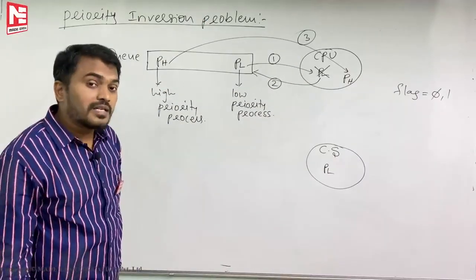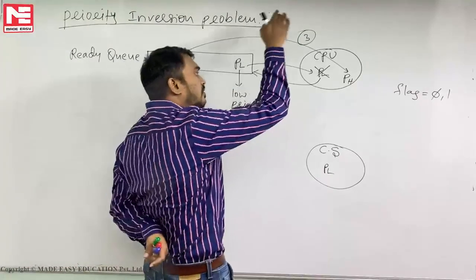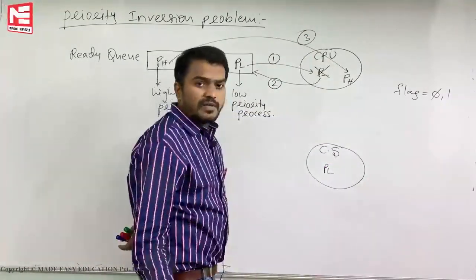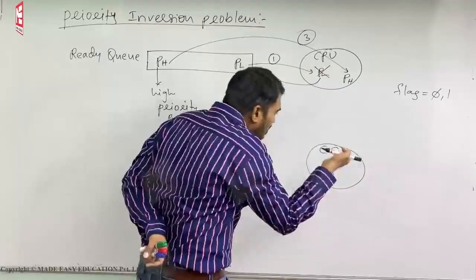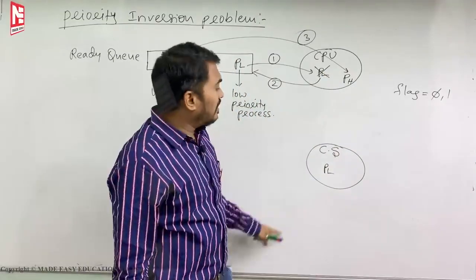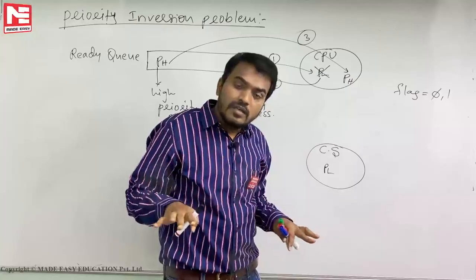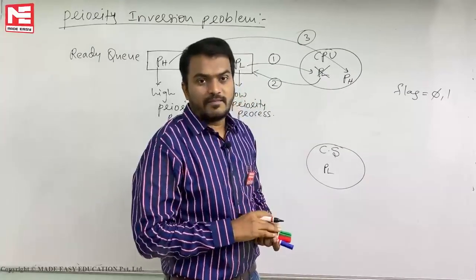Now remember what happens here. Even though you schedule the high priority process onto the CPU, it cannot enter into the critical section because the critical section is already locked by the low priority process.